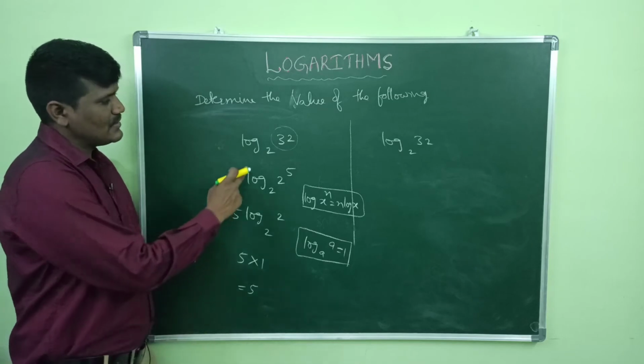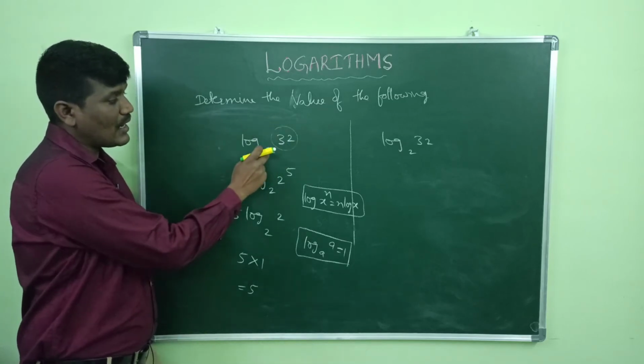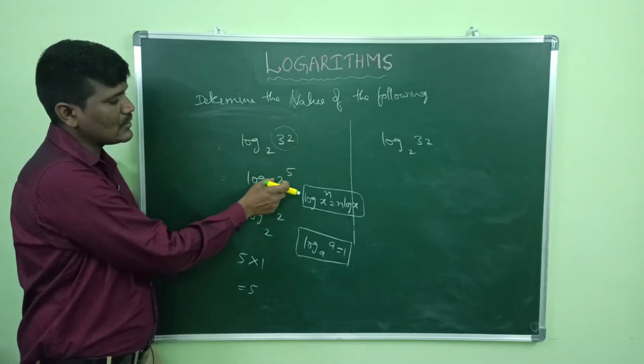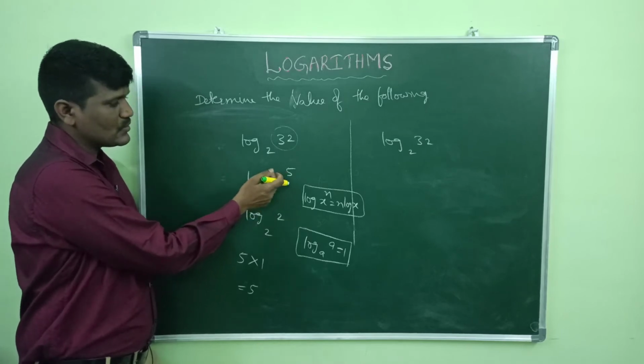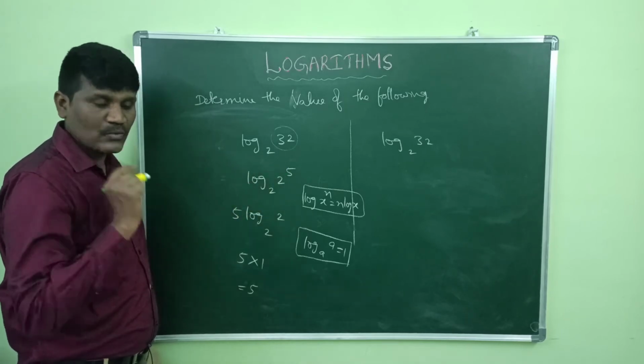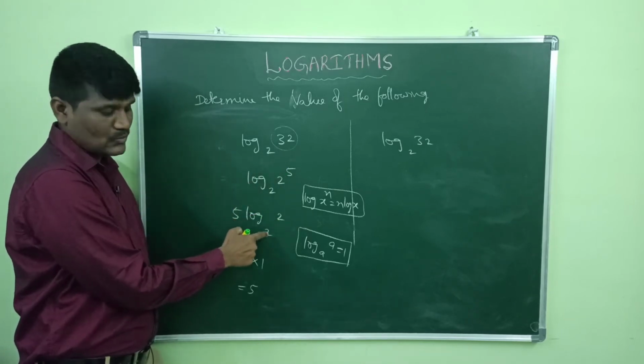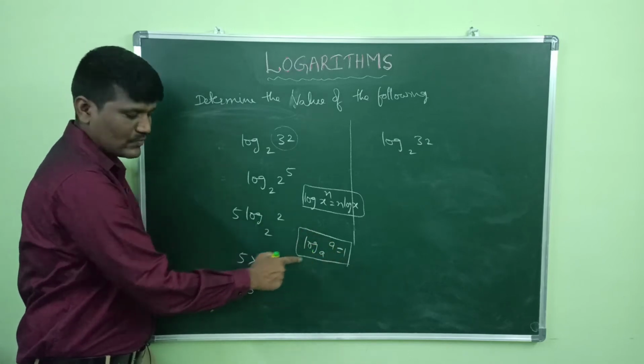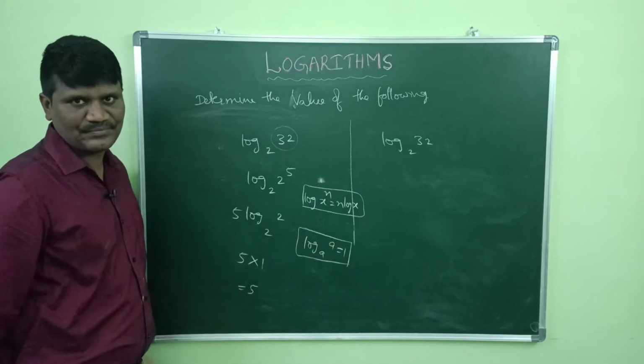Right, very easy, right? Log 32 to the base 2, log 2 power 5 to the base 2. Bringing 5 to this side using the power rule, 5 log 2 to the base 2. Log a to the base a is equal to 1, so 5 into 1 is equal to 5.